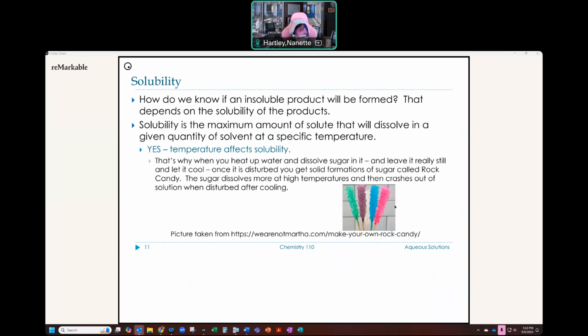Okay, so this is an effect of solubility. All right. So sugar is only so soluble unless you raise the temperature. Once you've raised that temperature, then you can lower that temperature and get it to come back out. Okay? So that's an effect of solubility.